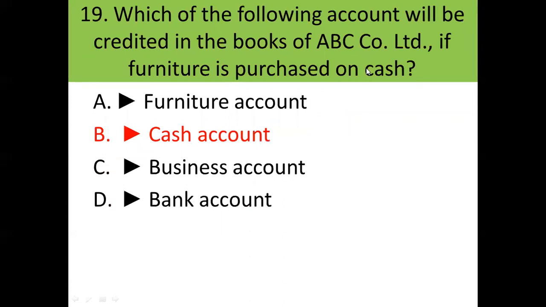Which of the following accounts will be credited in the books of ABC Company Limited if furniture is purchased on cash? If furniture is purchased on cash, we have to credit our cash account. It means that our cash will be reduced, and the cash account will be reduced by crediting it.